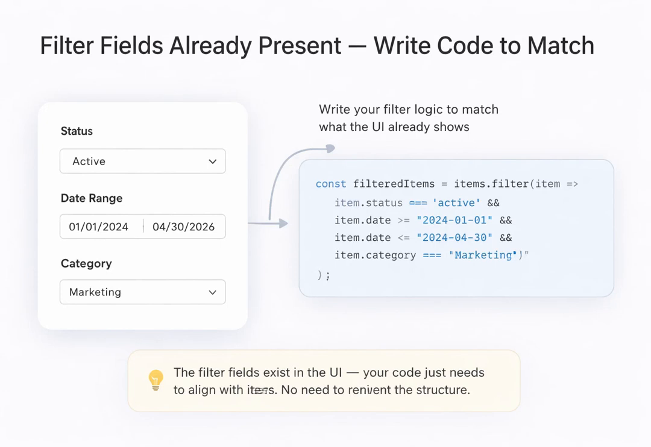Here's a practical insight the author shares. The filter fields are already present and visible in the UI. So rather than designing the filter logic from scratch or second-guessing the structure, you simply write your code to match what's already there. The UI is your specification. If the filter panel shows certain fields, your JavaScript and backend logic should align with those exact fields. This saves time and avoids inconsistencies between the front end and backend.